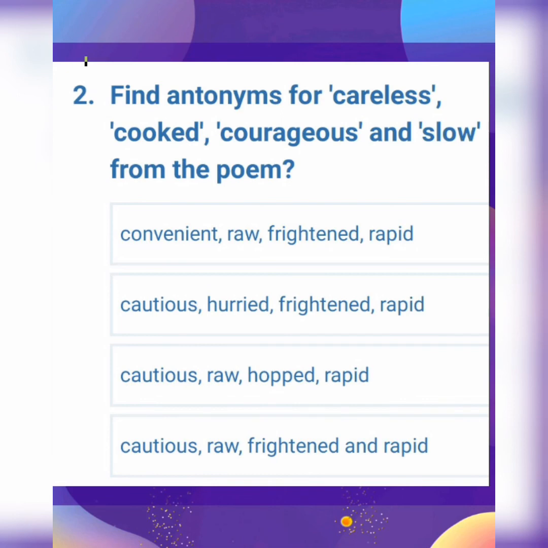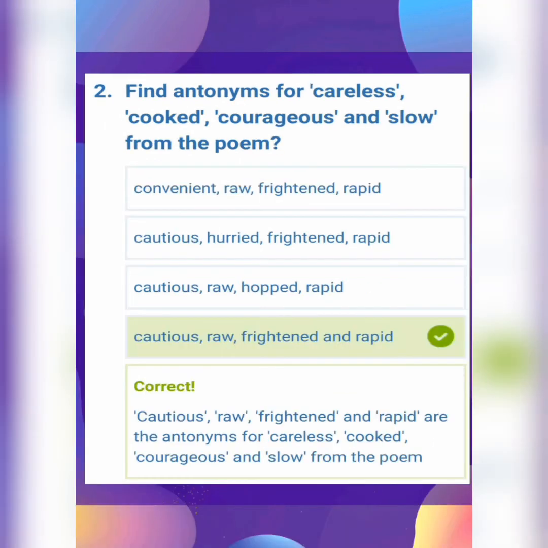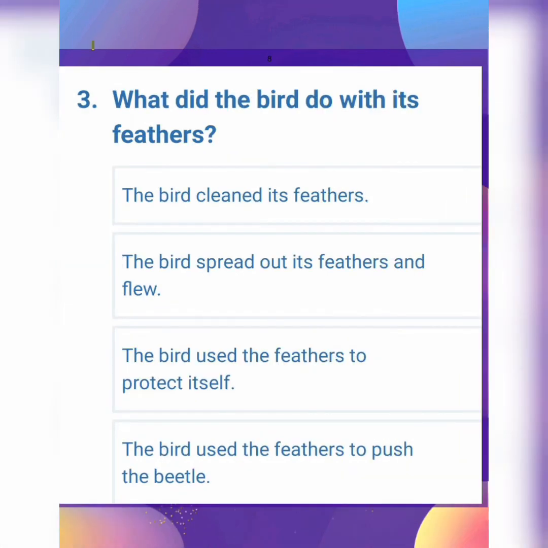Find antonyms for careless, cooked, courageous and slow from the poem. The options are convenient, raw, frightened, rapid; cautious, hurried, frightened, rapid; cautious, raw, hoped, rapid; cautious, raw, frightened, rapid. So the choice is the fourth one. Cautious, raw, frightened, rapid are antonyms for careless, cooked, courageous and slow from the poem. Let's move to the next question.